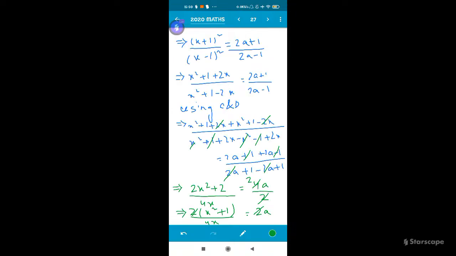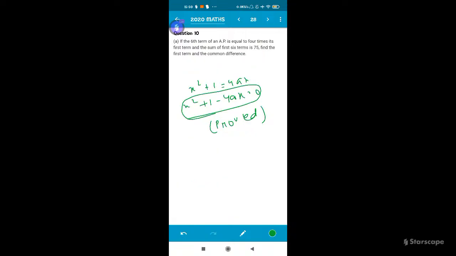Instead of using componendo and dividendo again, you could have simply cross multiplied it. You would have gotten the same answer. But in that case, the calculation could be a little more complicated. So using componendo and dividendo twice just makes it a little easier. That's all. So I hope this question is also clear to you. Let's move on to the next question.